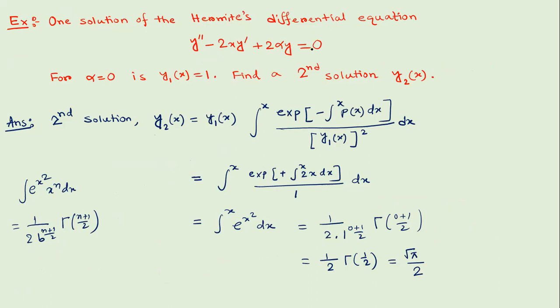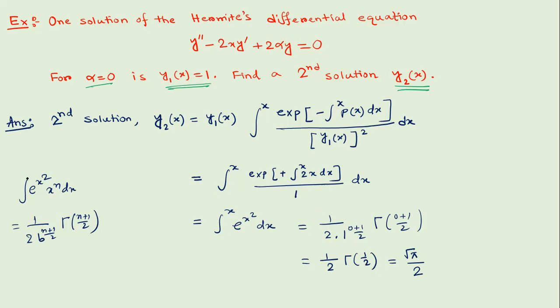Go to the next question: one solution of the Hermite differential equation. This is the Hermite differential equation for alpha equals 0. This is the one solution, and we need to find out the other solution. For the second solution using this formula, what is the value of p of x? That is minus 2x. Put this value, p of x is minus 2x, so you will get e to the power x squared.